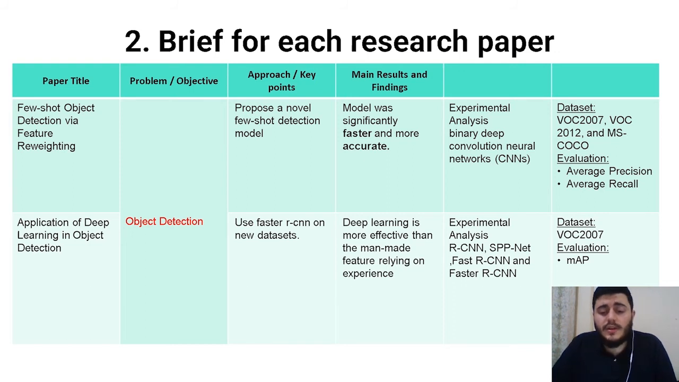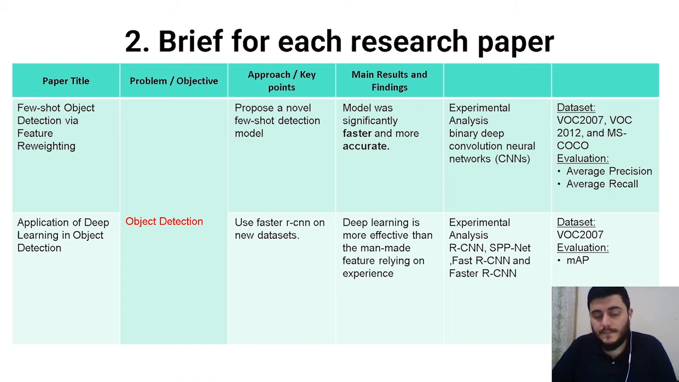This module was trained on 3 public datasets, which are the Visual Object Classes VOC 2007 and 2012 versions, and also the COCO. Further experimental analysis was performed on the binary deep CNNs using the evaluation metrics of average precision and recall. The finding of the research showed that the model can learn to detect novel objects significantly faster and more accurately.